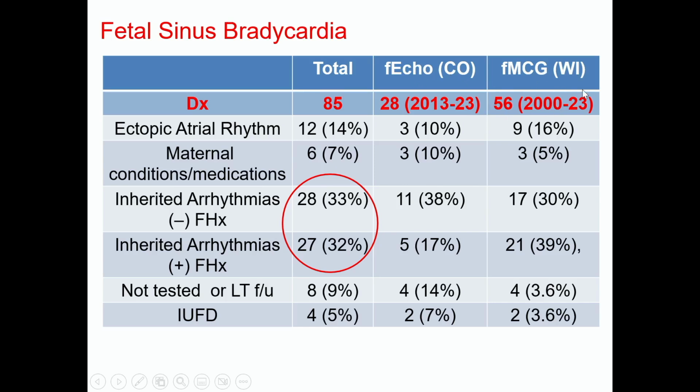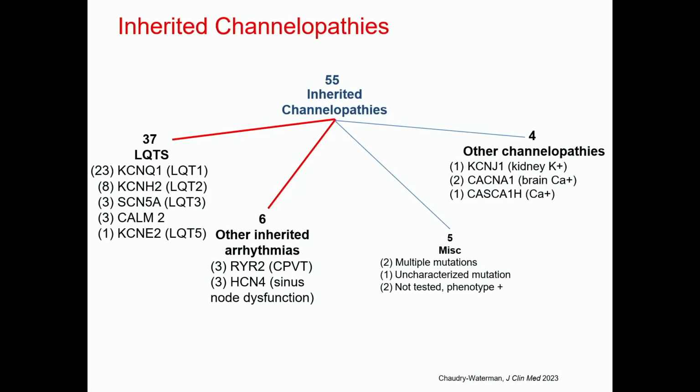Dr. Wakai's FMCG laboratory. And what's interesting is that 33% of the total had a negative family history, but were found to be genetically positive for an inherited arrhythmia. And of those with a family history, 32% of the fetuses also were found to harbor that mutation that was found in their parent. Altogether, we had 55 inherited channelopathies.